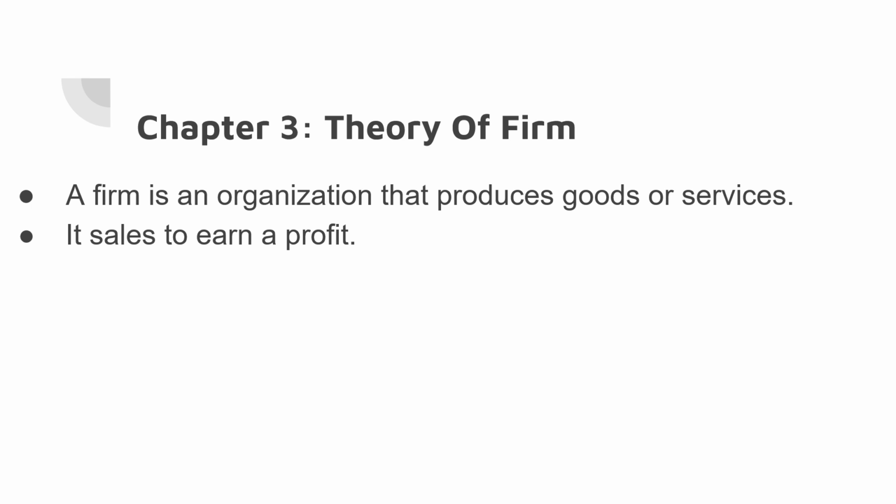What is a firm? A firm is essentially a business organization that produces goods or services. Its primary motive is profit maximization. Firms combine factors of production like land, labor, capital, and entrepreneurship to produce output. It sells to earn a profit.